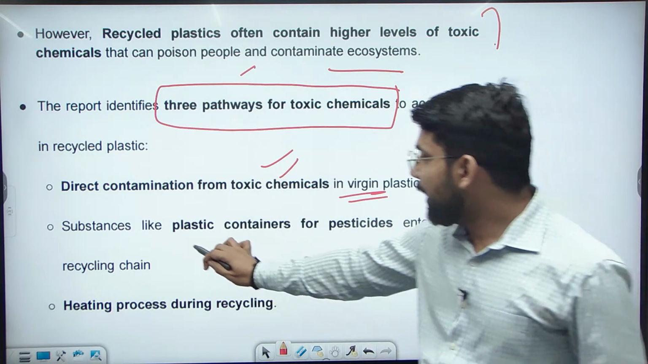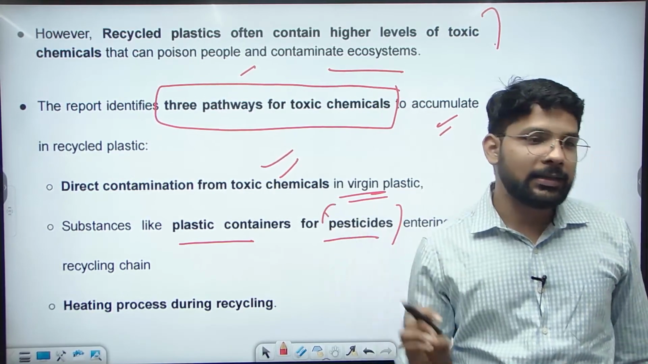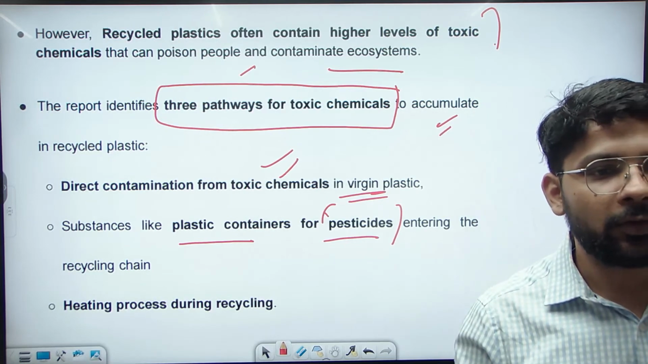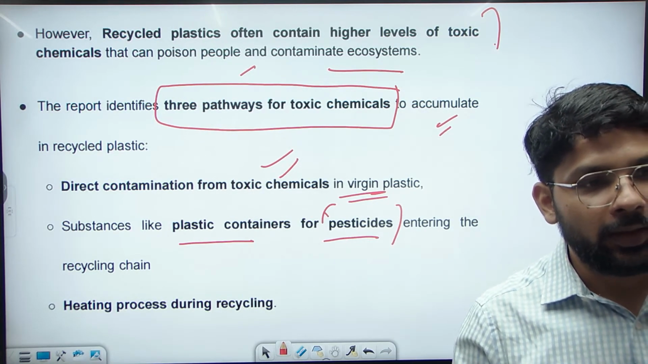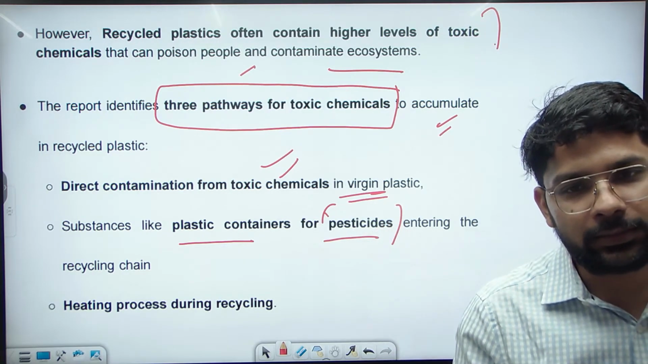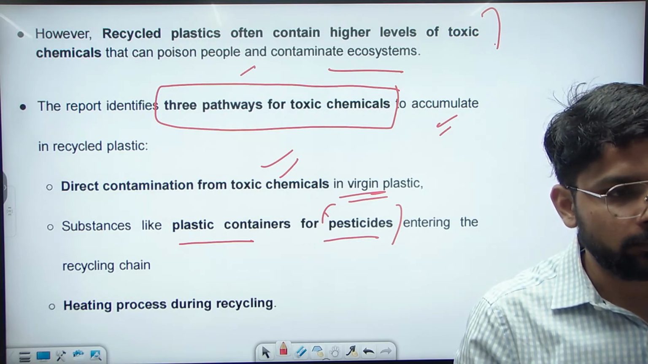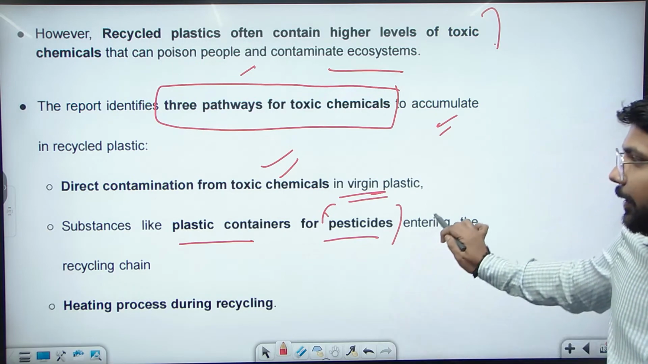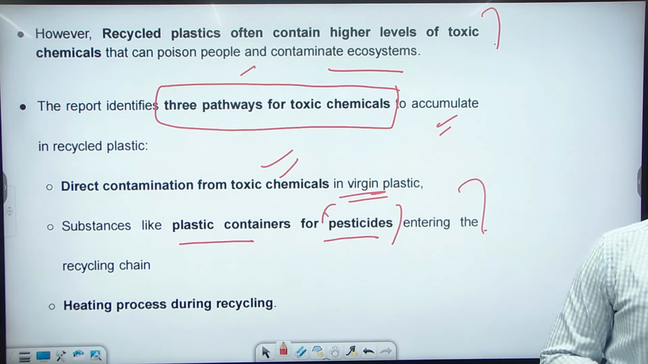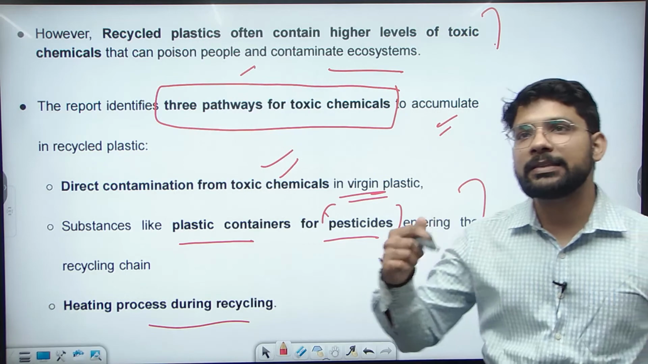Second, substances like plastic containers for pesticides. In agriculture we are using pesticides for weed removal from the agriculture field, and that pesticide bottle is also recycled with the water bottles or similar kinds of bottles. So that can also be a case when a toxic chemical enters the chain. Third is the heating process during recycling, because the plastic is stable only up to a limit.